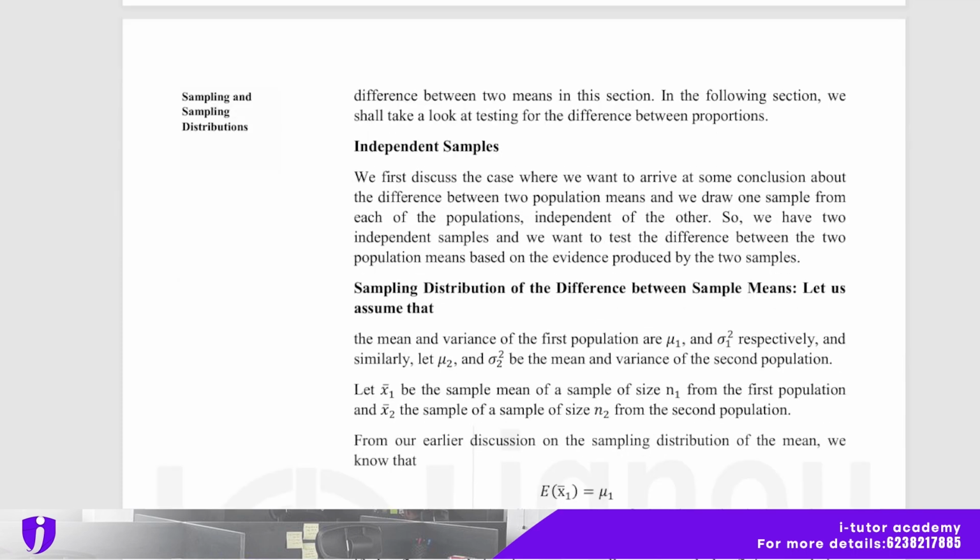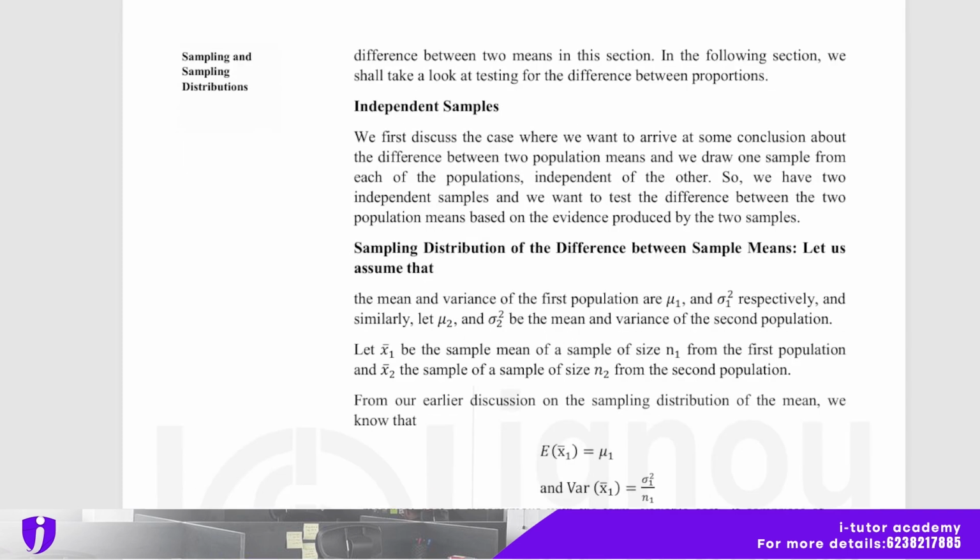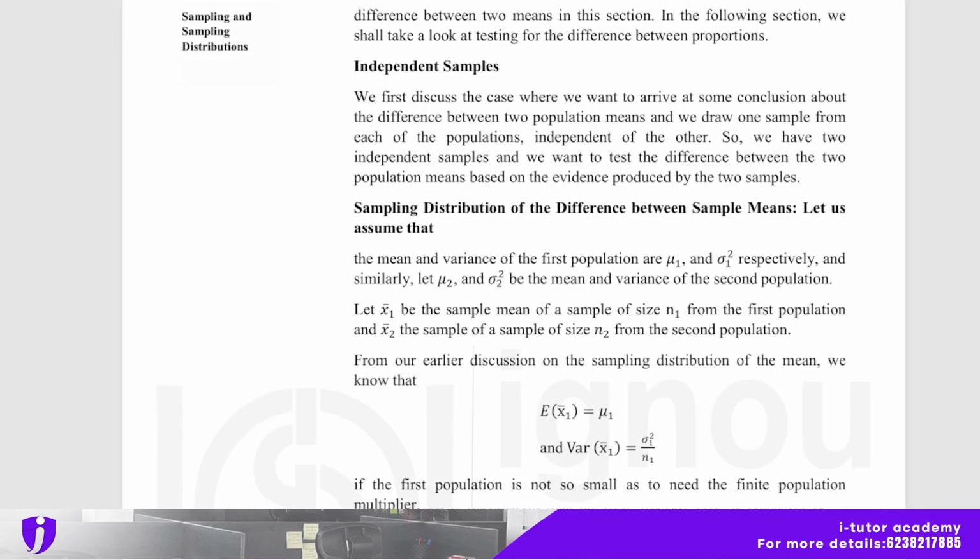We first discuss the case where we want to arrive at some conclusion about the difference between two population means, and we draw one sample from each of the populations, independent of the other. So we have two independent samples and we want to test the difference between the two population means based on the evidence produced by the two samples.